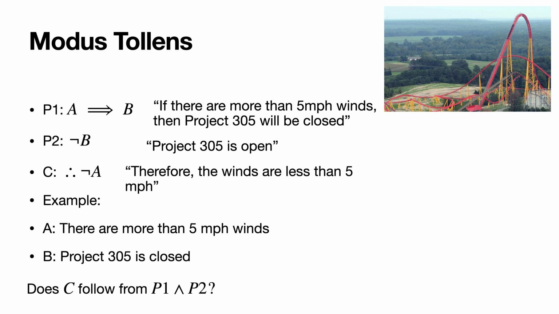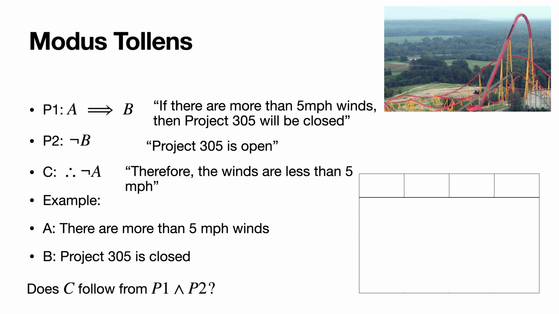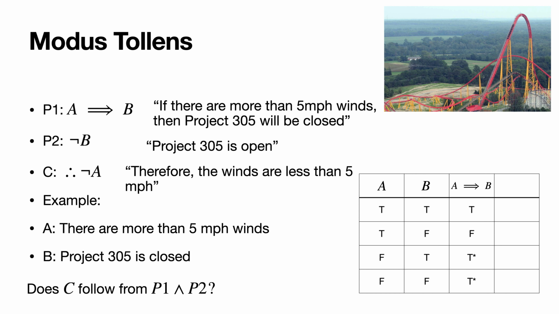And our question is, does our conclusion follow from premise 1 and premise 2, the conjunction of premise 1 and premise 2? Well, let's look at the truth table again. We're going to have A and B as before, A implies B, and I'm going to also add not B because we're going to have that as well. So I've just copied over the value for the material conditional, and let's first look at not B. We're going to fill that out. So when B is true, not B is false. When B is false, not B is true. So we're just flipping the values.